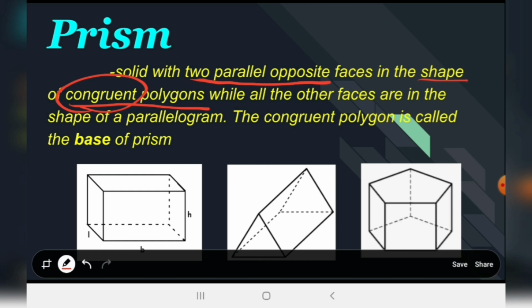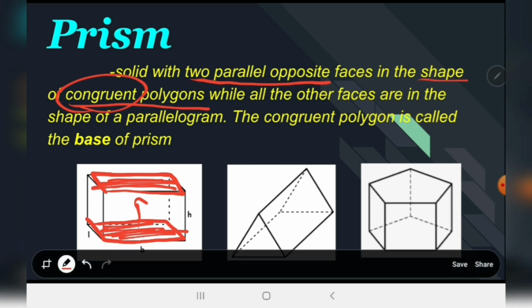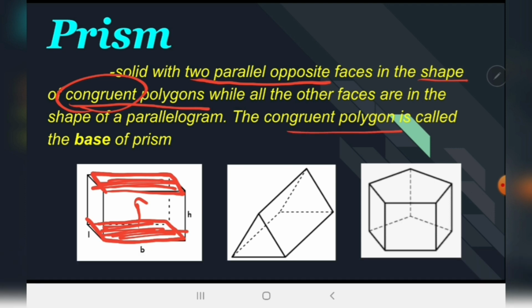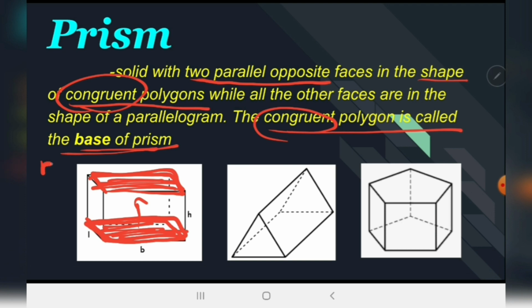Now in number 1, we have a polygon, and the opposite face is also a polygon, and that is rectangular. Since they are opposite and congruent to each other, number 1 is what you call a prism. The congruent polygon is what you call the base, right? Since the base of this prism is rectangular, the name of this 3D figure is rectangular prism, from the word rectangle, because the base is a rectangle.